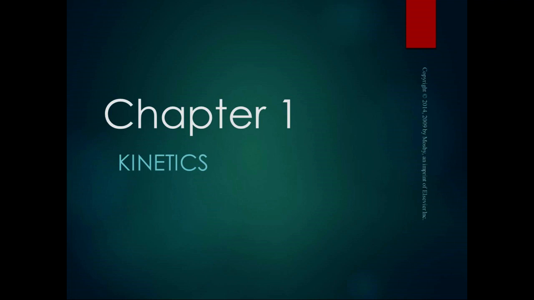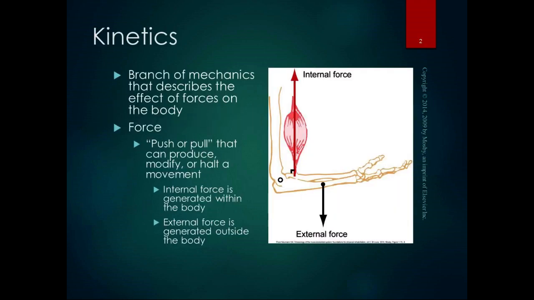All right, so far in Chapter 1 we've talked about kinematics, osteokinematics and arthrokinematics, which is the movements without regard to forces. Now we're going to talk about kinetics, which is the branch of mechanics that describes the effects of forces on the body. So in biological systems, when we're talking about force, we're talking about a push or a pull that can produce, modify, or halt a movement.